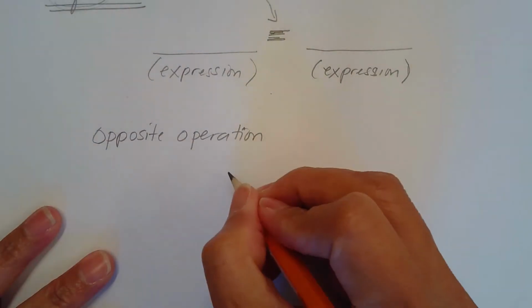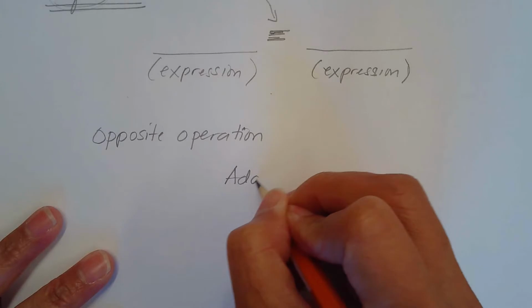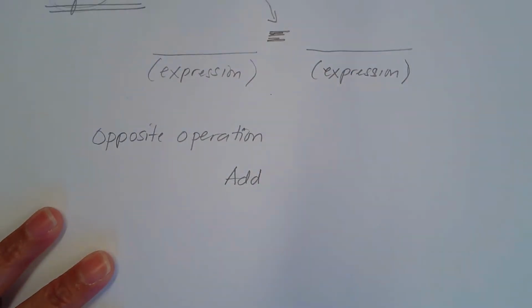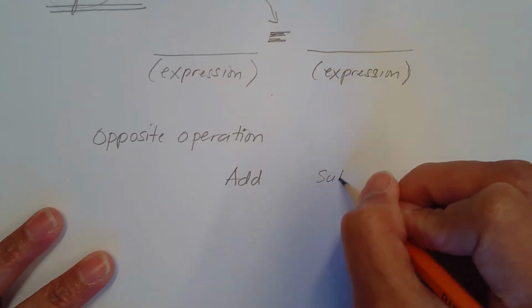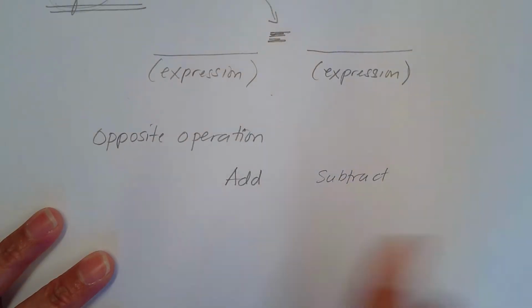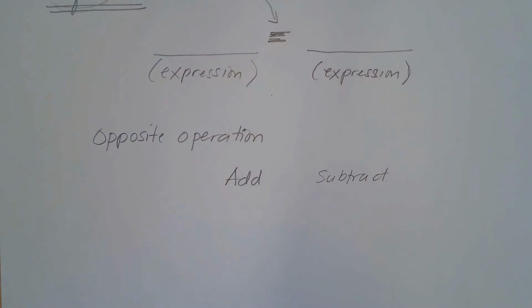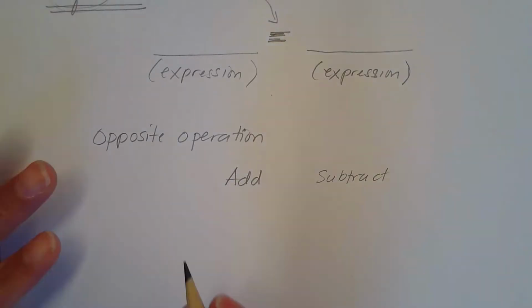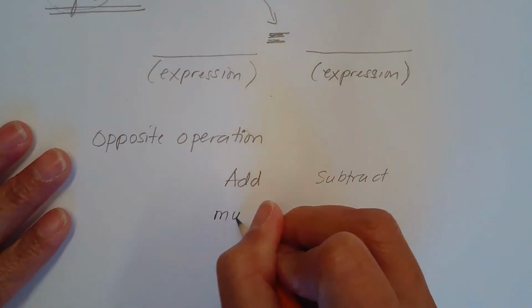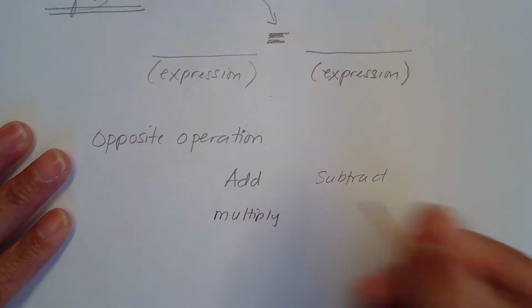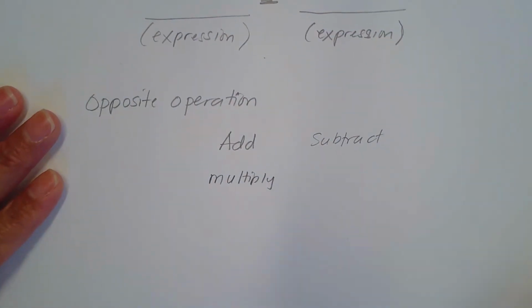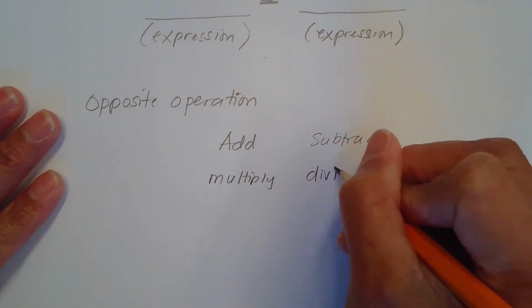So when you have the adding, what's the opposite of that one? Subtracting. So these two are opposite operations of each other. So adding and subtracting, opposite operation. What about multiply? Division. Division is the opposite.